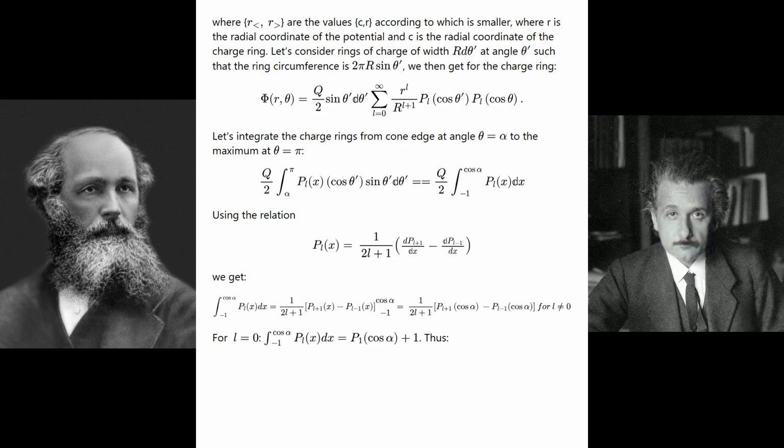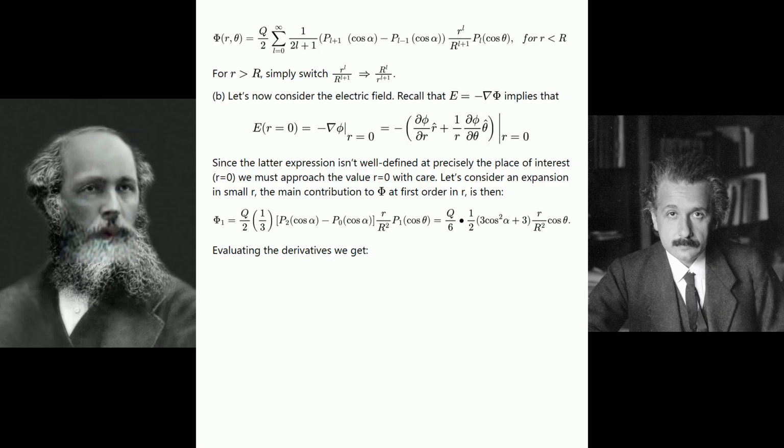For L equals 0, the integral from -1 to cosine alpha of P sub L of x dx equals P sub 1, the cosine of alpha, positive 1. Thus, see the equation shown. For r greater than R, simply switch the fraction with numerator r to the Lth power and denominator R raised to the L plus 1 power to the fraction with numerator R to the Lth power and denominator r raised to the L plus 1 power.